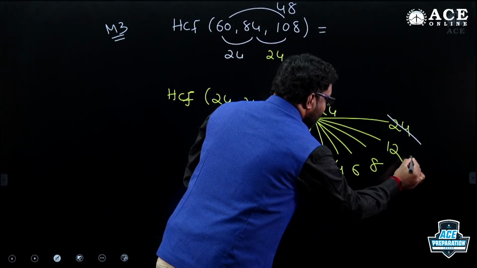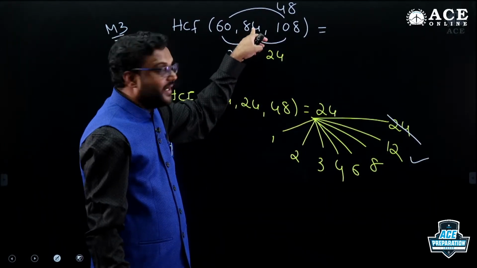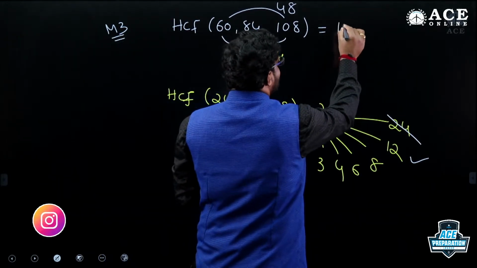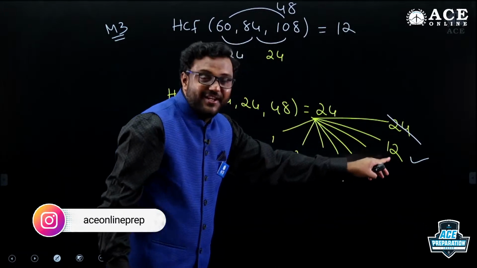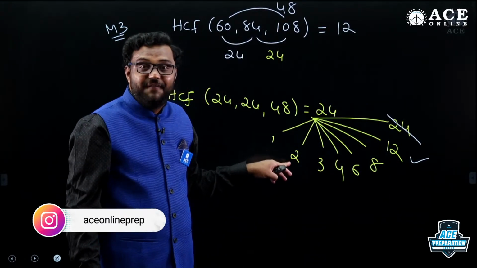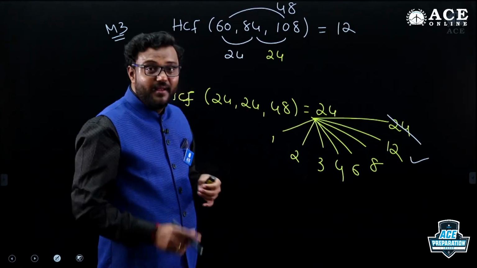Then we should try with 12. Yes, this number can be divided by 12. This number can be divided by 12. This is divided by 12. HCF is 12. If 12 fails, then go with 8. If not 6, if not 4, if not 3, if not 2. HCF for integers is minimum 1, my dear friends.